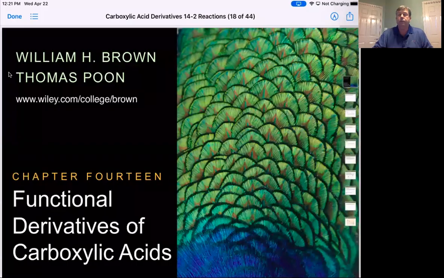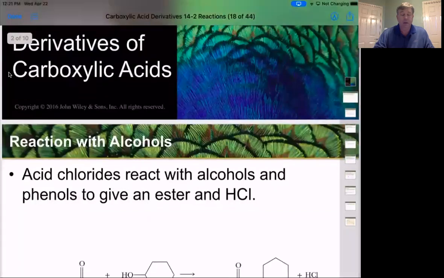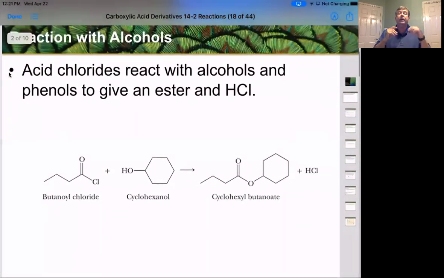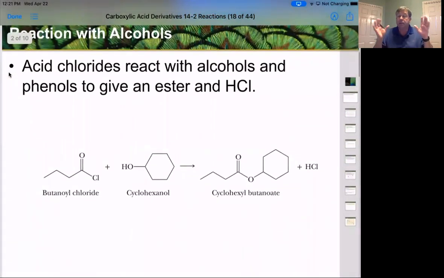Okay, Organic Chemistry 2330. We're going to continue with chapter 14, carboxylic acid derivatives. We're going to talk a little bit more about the interconversion between the different functional groups. Like I said before, acid chlorides are the most reactive, and they can convert to the most functional groups. As we go down in reactivity, we have fewer and fewer reactions they can do. So let's talk about the different functional groups and how they react with alcohols, okay?